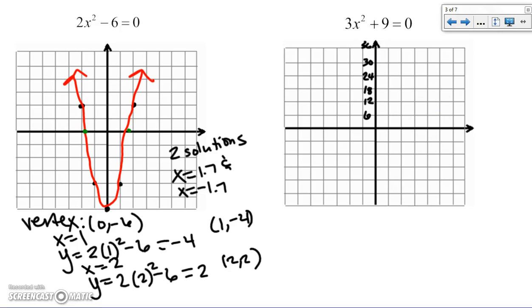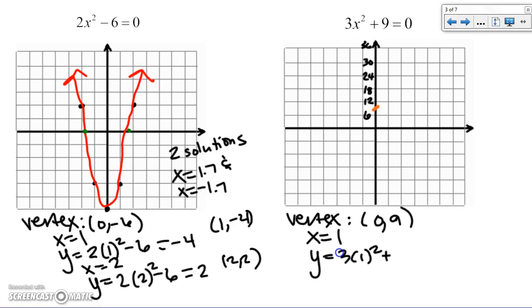So now my vertex will be at (0, 9), which will be about right here. I will go ahead and plug in my next two x values, 1 and 2 again. So when x is 1, I'll be plugging that into here. Remember, make sure you're using parentheses to plug in. So 1 squared is 1, times 3 is 3, plus 9 is 12. So my next point is (1, 12).